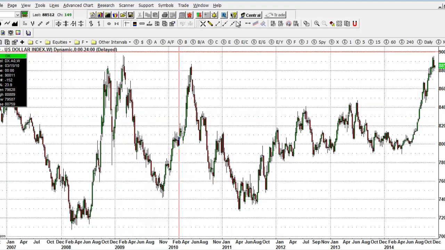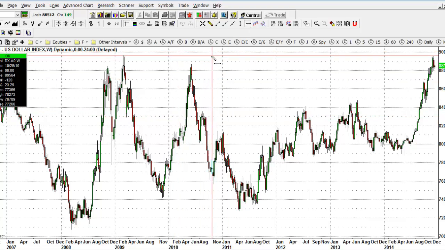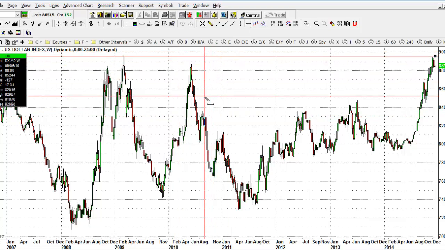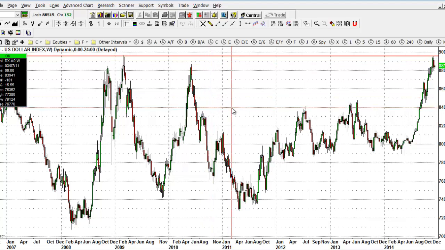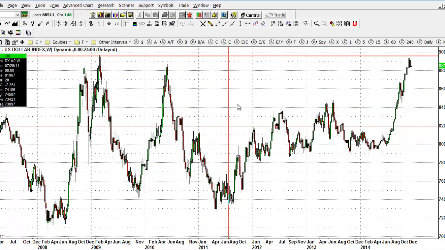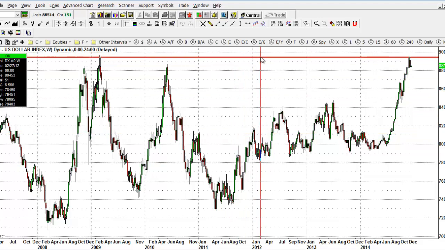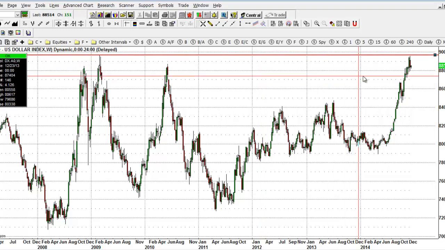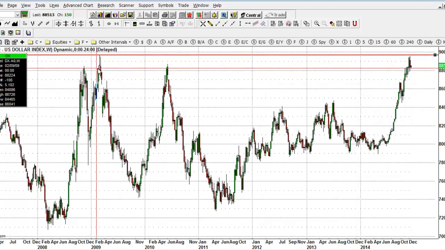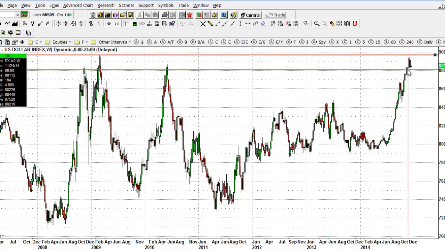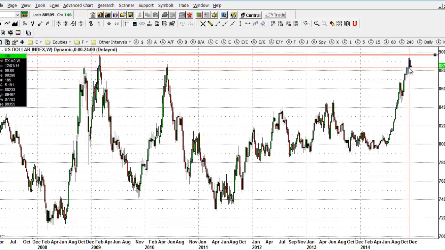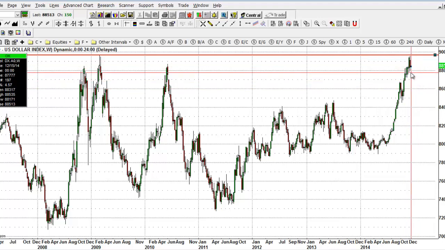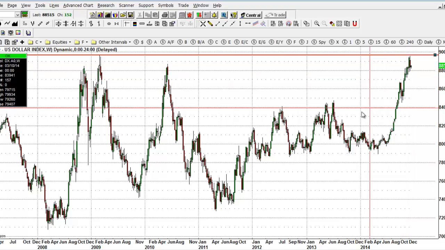So let me just draw a resistance line. The US dollar is currently up against significant resistance on the US dollar index. The high that was made over here in 2009 was 89.62, and the high that was made here last week was 89.55. So we're right up against this resistance point.